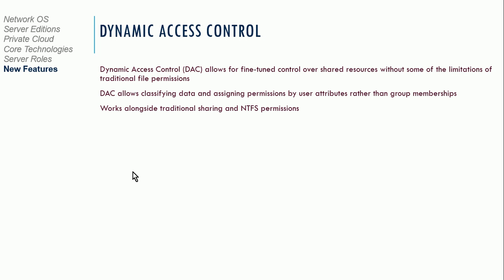DAC is probably more the opposite of discretionary access control, because in discretionary access control, a user is making decisions as to who can access files. But with dynamic access control, the system administrator can assign permissions based on classifying files, which is more like mandatory or role-based or rule-based access control. So don't be distracted by the DAC term. It gives the administrator more flexibility in assigning access to resources with Windows Server.